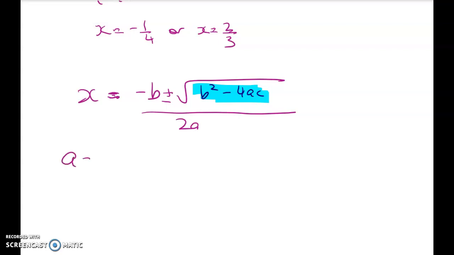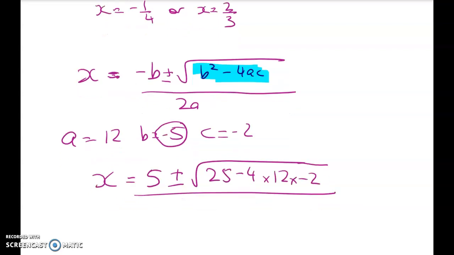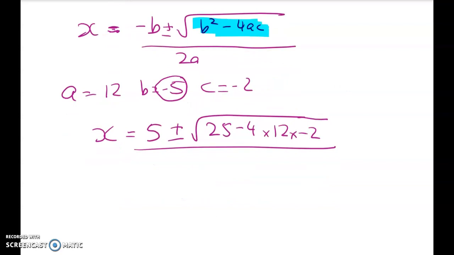So in this one, A is 12, B is -5, and C is -2. So we shove all those values in, and we get x is equal to -(-5), so 5, plus or minus the square root of this squared, so 25, minus 4 times 12 times -2. Be really careful with your negative numbers. Divided by 2 lots of A, divided by 24.